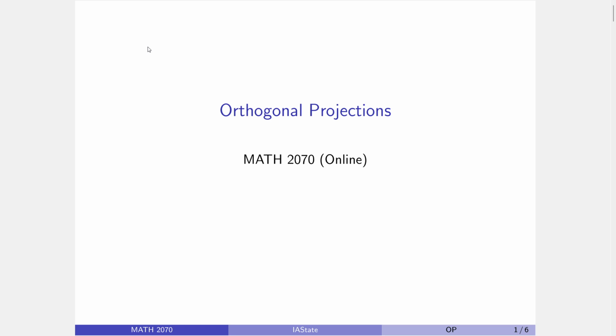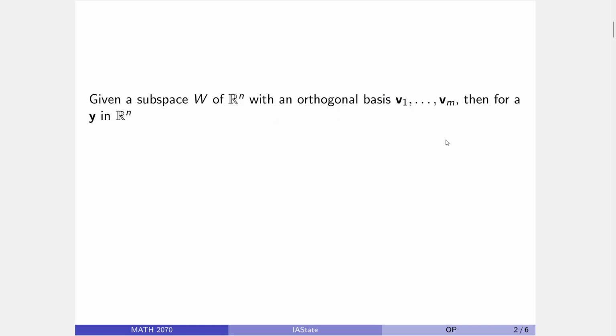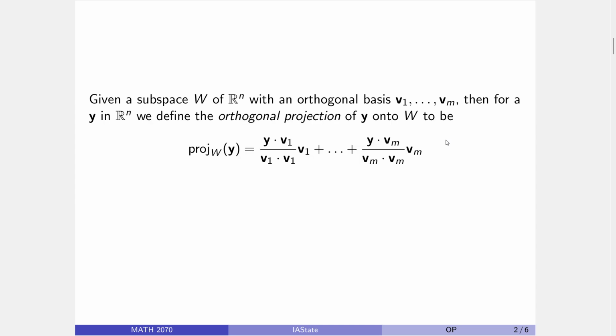Another 2070 video. Alright, so today we're going to keep looking at orthogonal sets, and in particular, we're going to look to project into them. So let's get right to it. Given a subspace with an orthogonal basis, then for any element y in Rn, so note y doesn't need to be in W, I'll define its orthogonal projection to be the following.